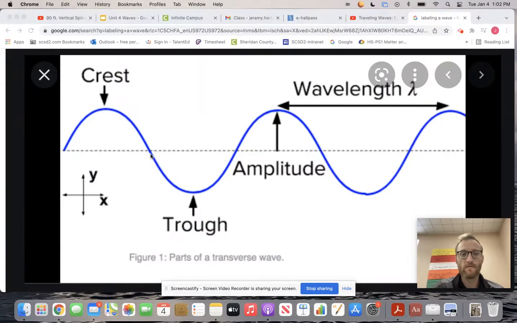Then this next portion, just the opposite of the crest, or the lowest point of the wave, that's known as the trough. Okay, so the lowest point of the wave is known as the trough.